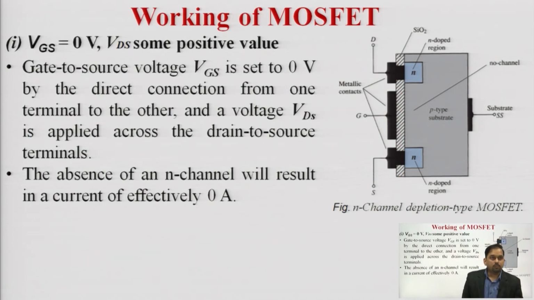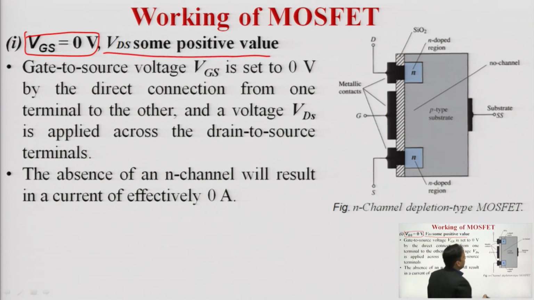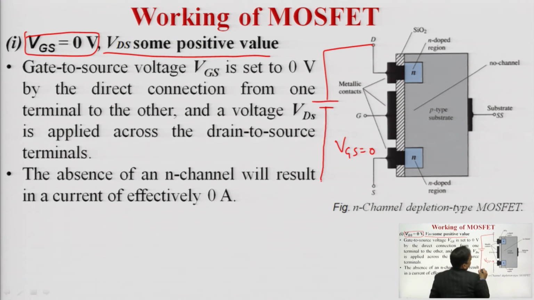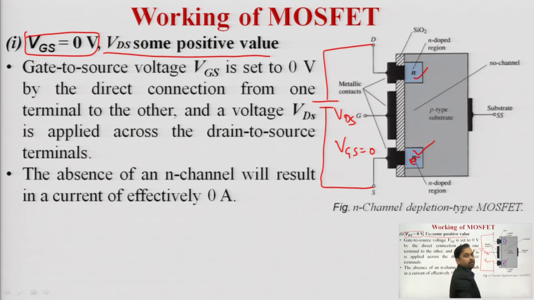So here, when VGS is 0 and we are increasing VDS, some voltage over here, this positive terminal will try to attract electrons, but again these electrons will not jump from the source to the drain side, because in between there is no channel. So the operation is not possible because the channel was not present.